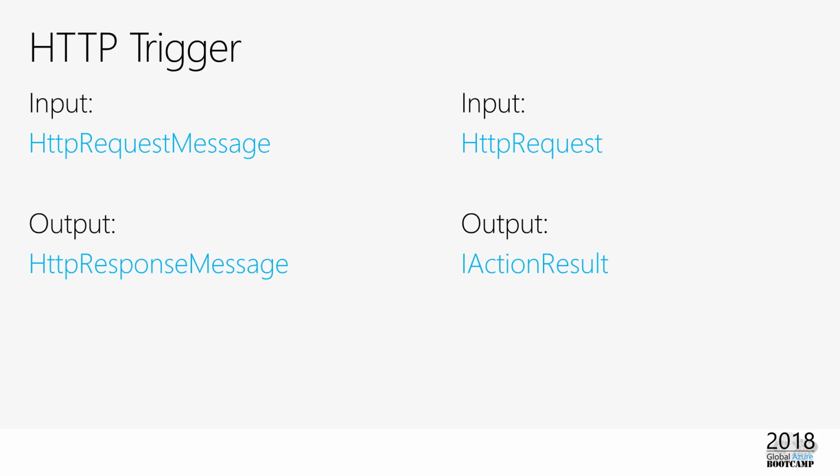And output binding in version 1, HTTP response message is used. On the other hand, in version 2, IActionResult object is used, which input binding HTTP request and output binding IActionResult comes from the ASP.NET Core side.